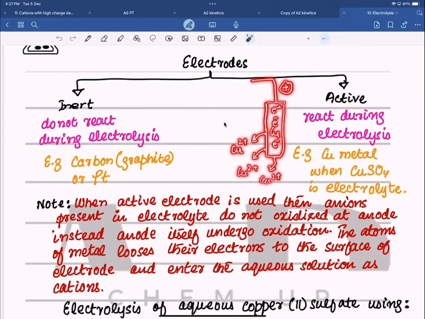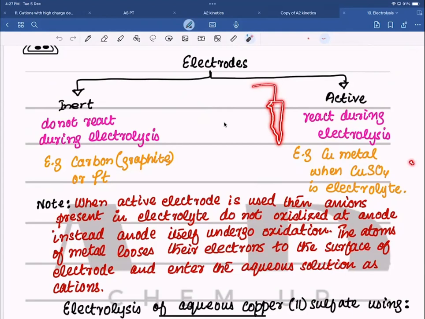So if the copper is losing electrons and turning into aqueous solution, after some time you are going to see the electrode becoming smaller like this. The electrode itself starts dissolving when it's an active electrode, and it only happens with the anode, which is positively charged. Is this clear to all of you?